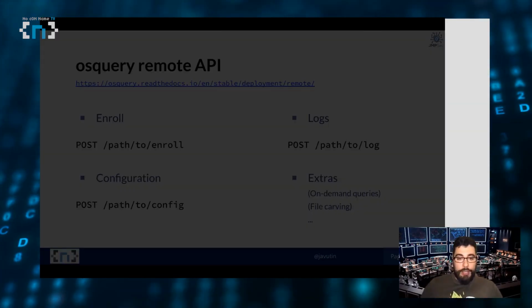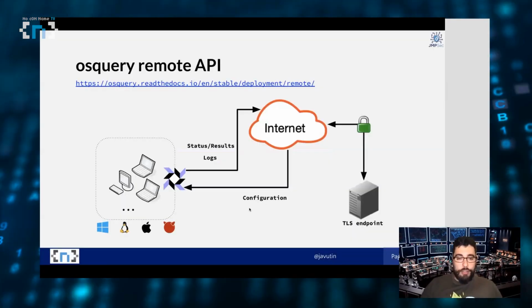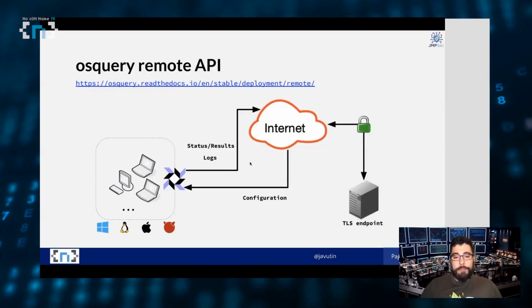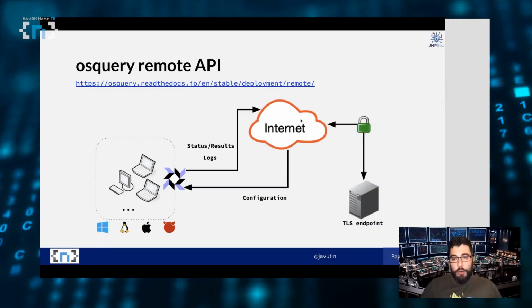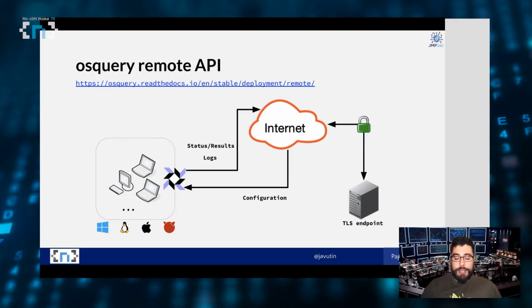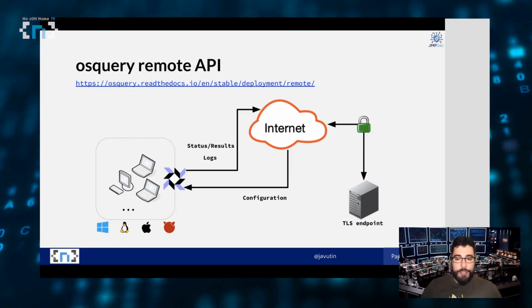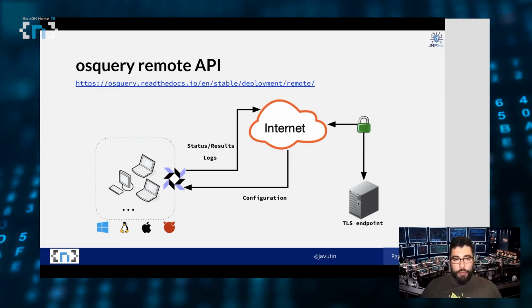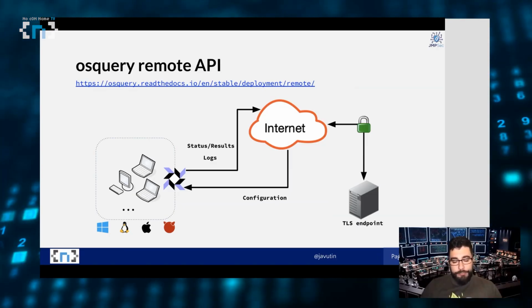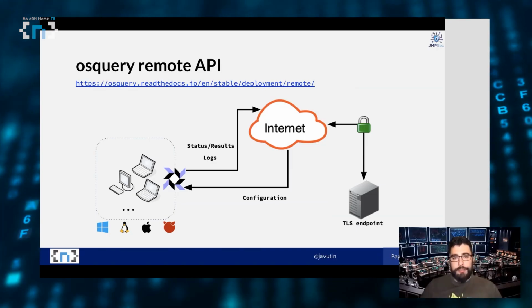What we're seeing in this diagram is that the data leaves the osquery hosts, goes through the internet, and ends up at the TLS endpoint. But how does that happen? What does the protocol, the osquery remote API, look like in order to achieve this?